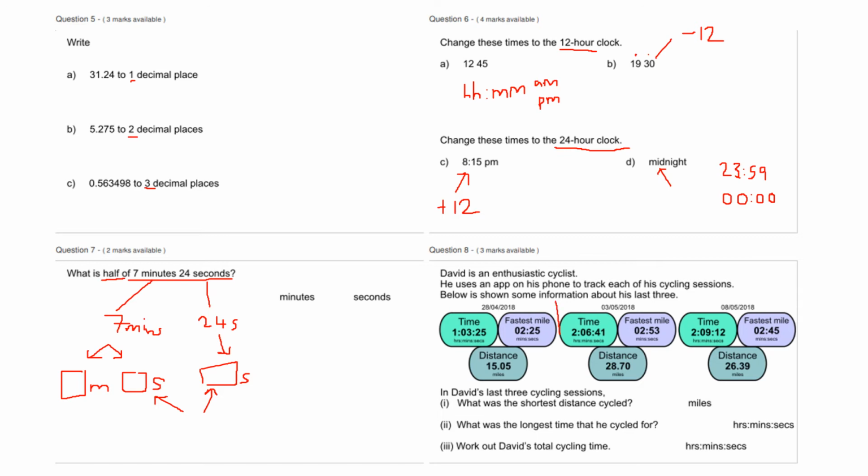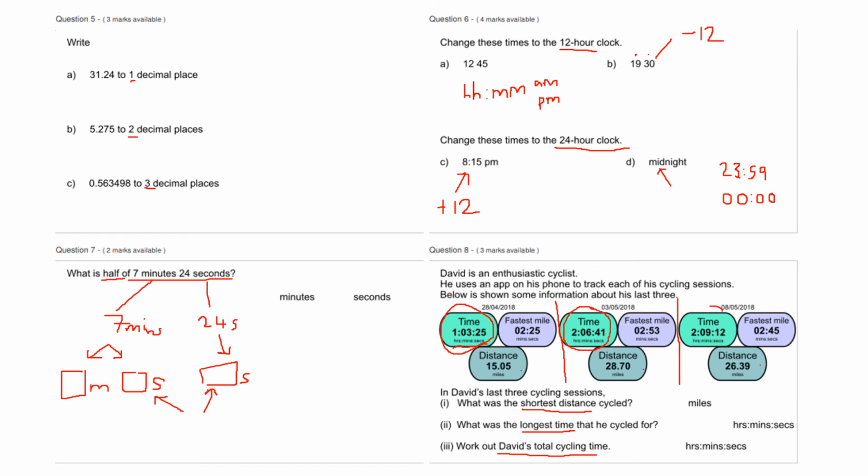On question 8, we've got 3 different days here, so I'm just going to split it down so it's clearer to see. We're asked the shortest distance, so you're going to compare the distances on each day. And then you're asked the longest time, so you're going to compare the time on each day. Notice how it tells you the format of the time. It's hours, minutes, seconds. And then David's total cycling time, so you're going to have to add up his 3 times, okay?